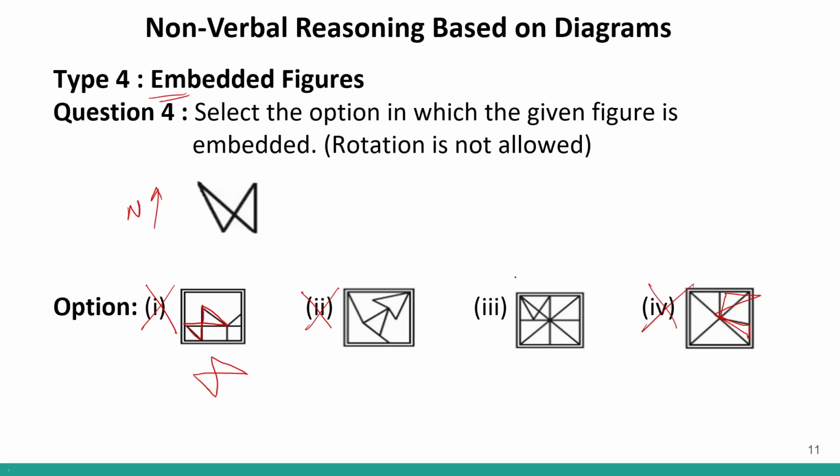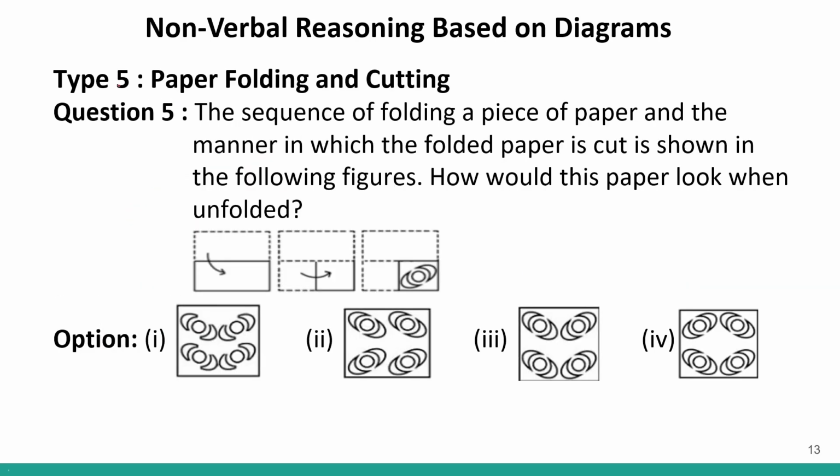Now, let us look at option number 3. In option number 3, I can see this image. This image looks exactly the same as this. So that means this is definitely embedded over here. So option number 3 will be the correct answer. Clear? So type 5 is paper folding and cutting.